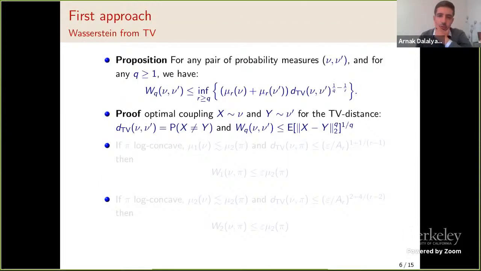Let me move forward now. In order to handle the case of log-concave distributions which are not strongly log-concave, I will present here three main approaches one could think of, and I will try to compare them to say which are the weak and strong points of each of these approaches.